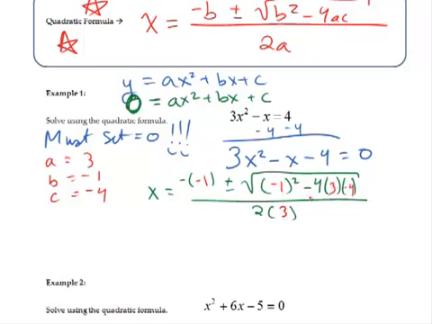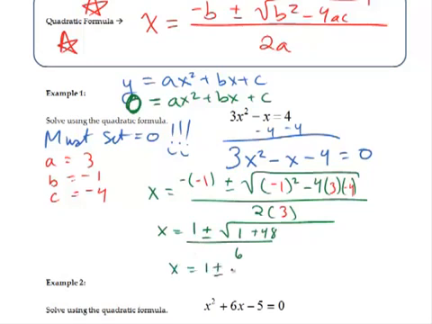Now, we have to be careful with some of our negative signs here. So we will get x equals negative negative is +1 plus or minus. This becomes 1, +1, because the parentheses are squaring it. -4 times +3 is -12. -12 times -4 is +48. And then that's all over 6. X equals 1 plus or minus the square root of 49, all over 6. So we end up getting x equals +1 plus or minus 7, all over 6.